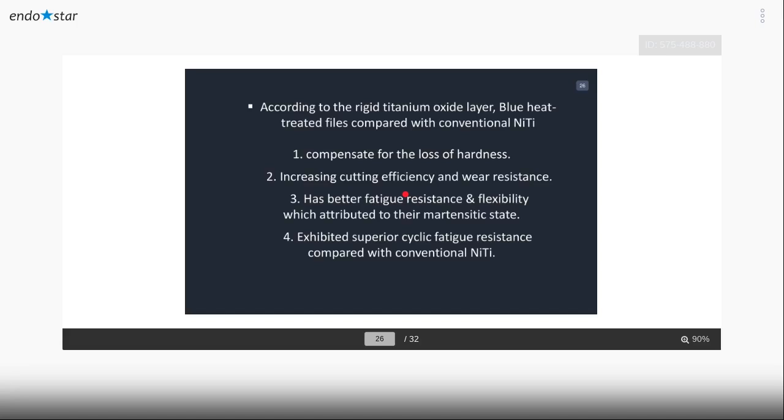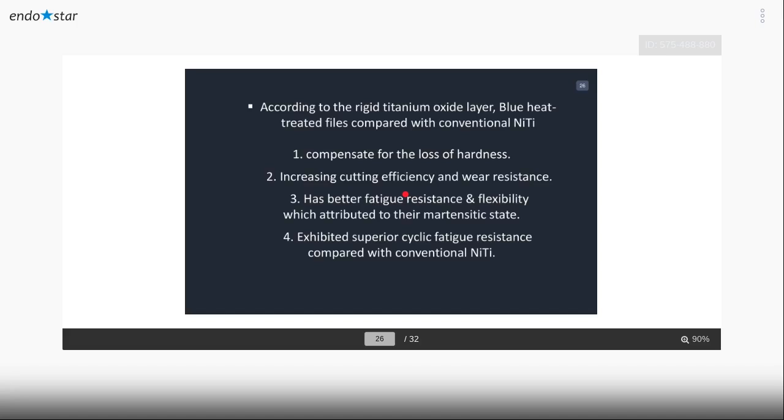But this titanium oxide, which gives a blue color on the surface, number one, compensates for the loss of hardness, and increases the cutting efficiency and wear resistance of the file. So when you sterilize it many times, it keeps cutting like you got it new from the box. For sure, not for a lifetime, or we would not buy as many files as we need in our practice. But at the same time, its cutting efficiency is proper to use during our work. So you are 100% sure that you remove the debris and you cleaned.